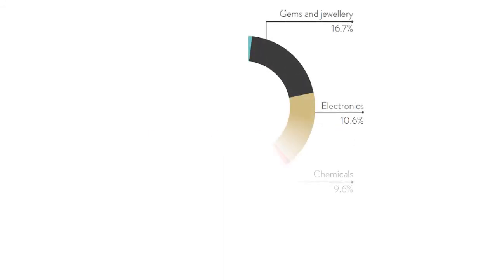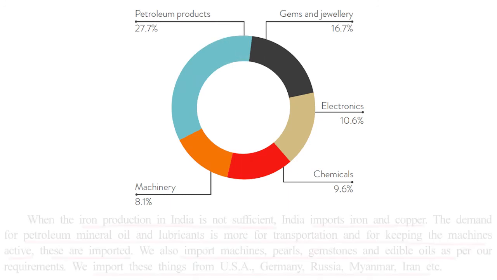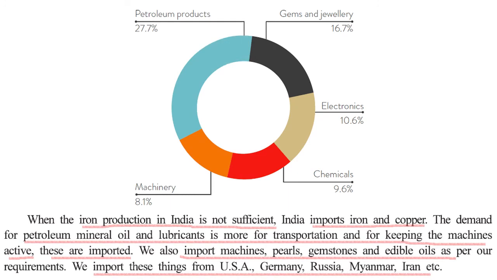Import trade of India. As you can see in the picture here, the iron production in India is not sufficient. India imports iron and copper. The demand for petroleum, mineral oil and lubricants is more for transportation and for keeping the machines active. So these are imported. We also import machines, pearls, gemstones and edible oil as per our requirements. We import these things from USA, Germany, Russia, Myanmar, Iran, etc.